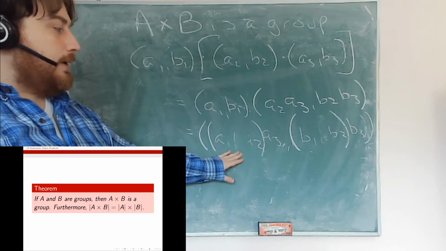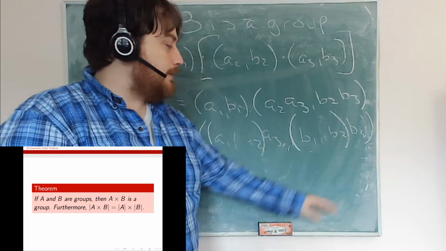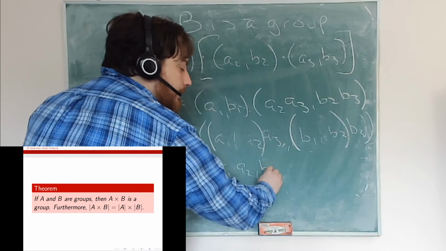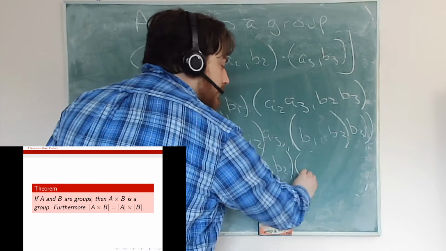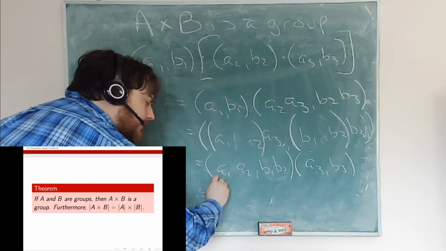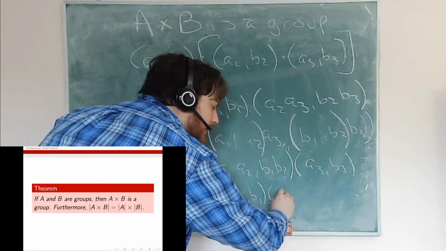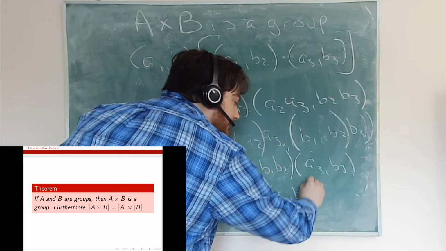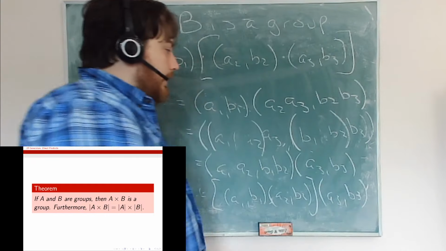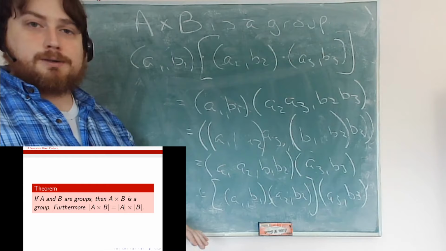And so if we work our way backwards, well, this is A1 times A2, B1 times B2, so we get (A1 A2, B1 B2) times (A3, B3). But then this is just (A1, B1) times (A2, B2) times (A3, B3). So because each of the groups was associative to begin with, we get the direct products will again be associative.